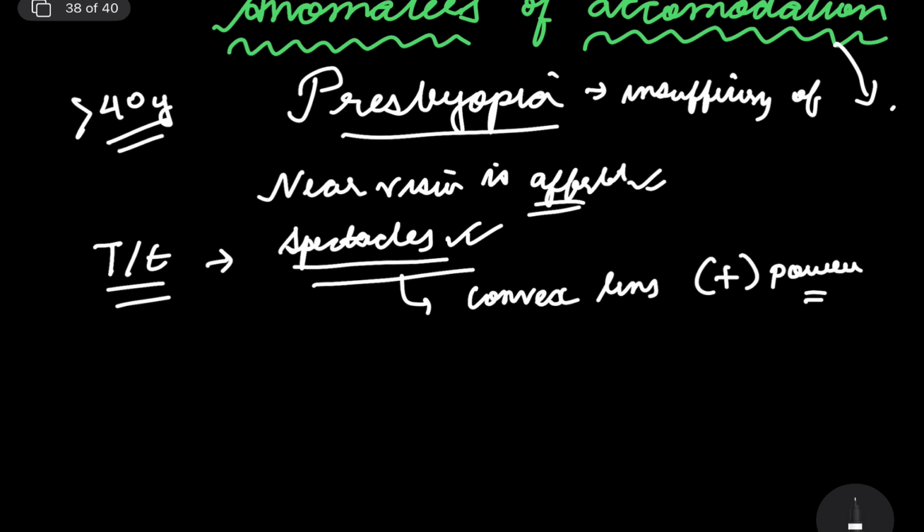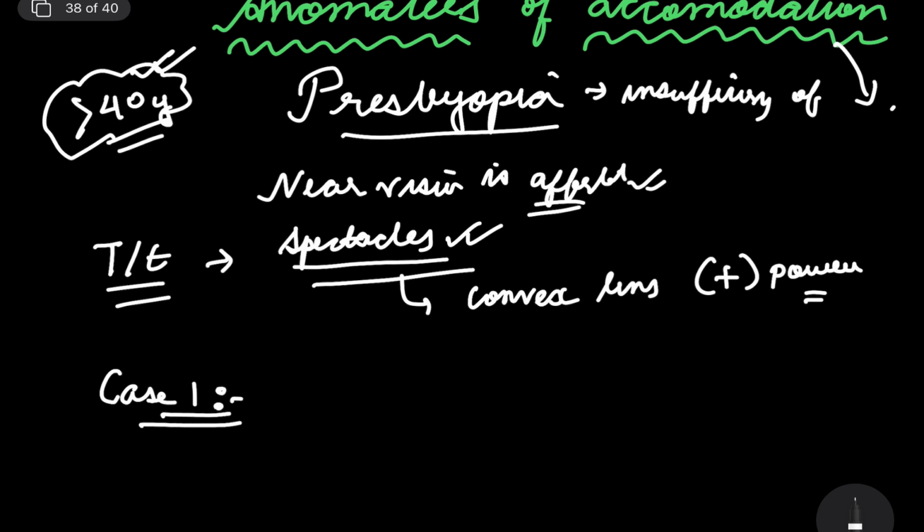Plus power. Okay, done. Now, I said that almost everyone will have presbyopia. Most people tend to have presbyopia after they attain 40 years of age. But there is a problem here. What if the patient already is suffering from another optical anomaly in the eye? What does that mean? What if the patient already has spectacles for something else? Let's talk about that.